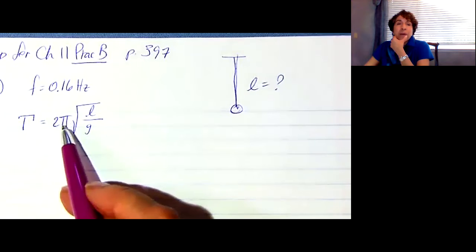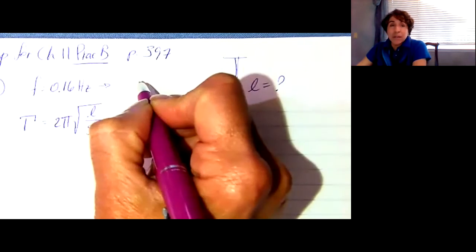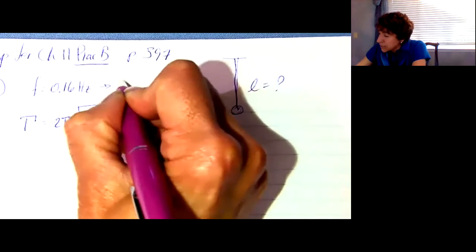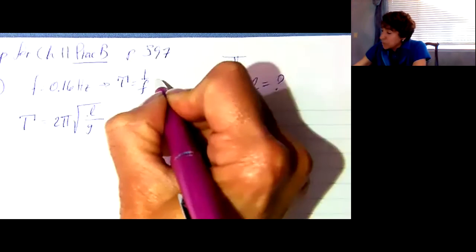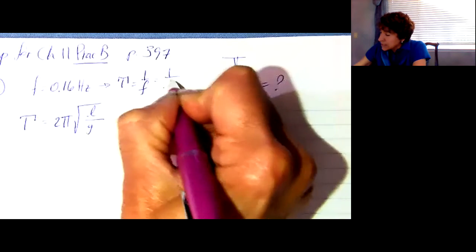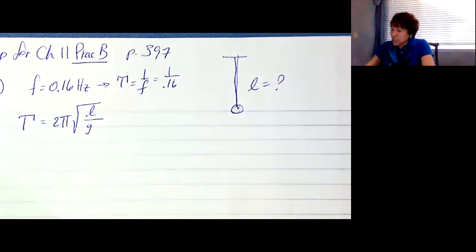And so there it is. I can figure it out if I know what the period is. Well, do I know what the period is? Well, the frequency is the same thing as 1 over the period. So the period must be 1 over the frequency. So that would be 1 over 0.16, which is 100 divided by 16.